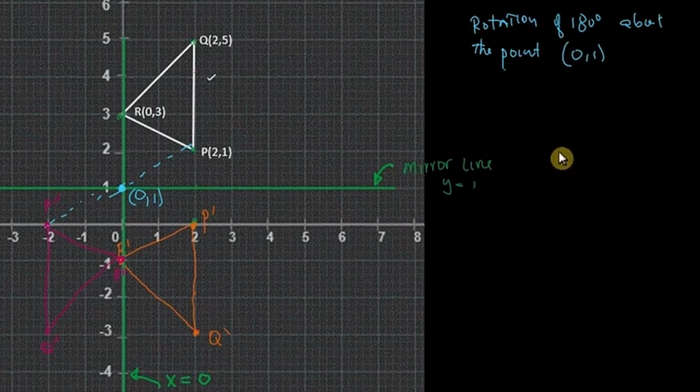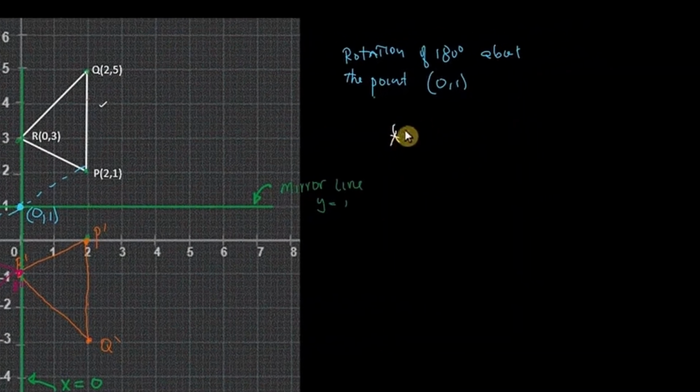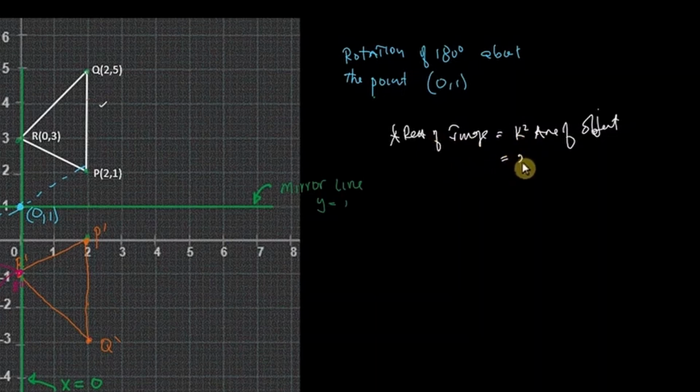Well, this is not too much of a challenge because we know that after an enlargement, the area of the image is equal to k squared times the area of the object, where k is my enlargement factor or scale factor. So therefore, area of the image is equal to 2 squared times the area of the object. What's the area of the object? This is the object. So let's find the area of this single triangle.